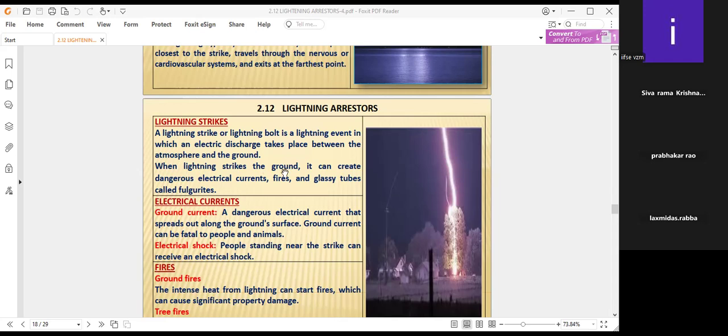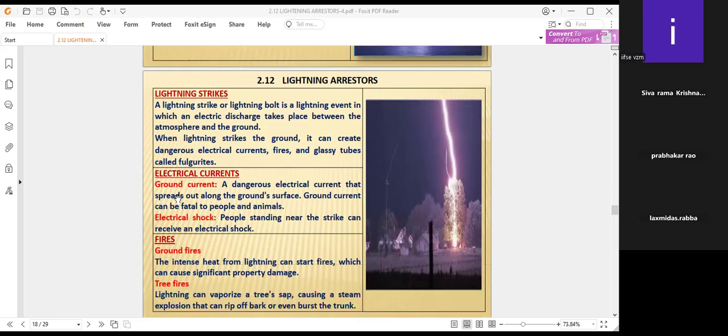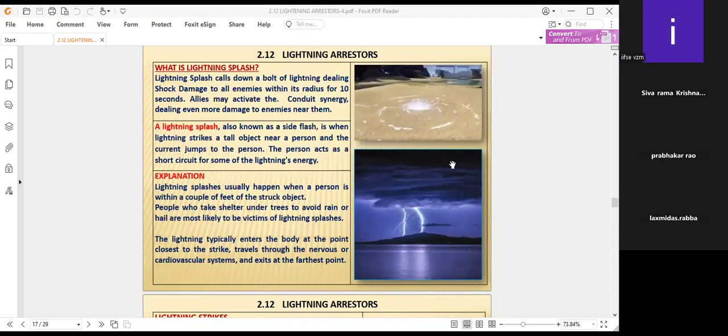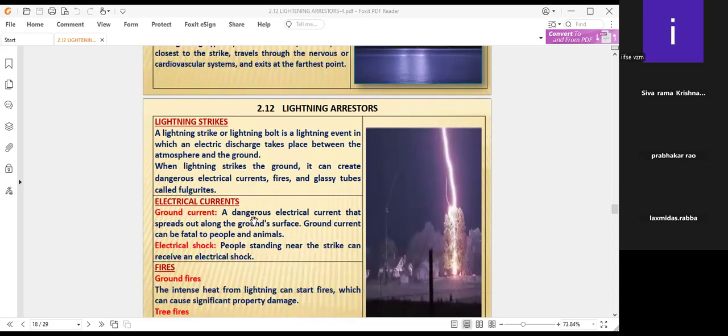Therefore, when lightning strikes the ground, it can create dangerous electrical currents, fires, and glossy tubes called fulgurites. That means that is where the damage is more. When lightning strikes the ground, it can create dangerous electric currents. Ground current is a dangerous electric current that spreads out along the ground surface. That's what is discussed here.